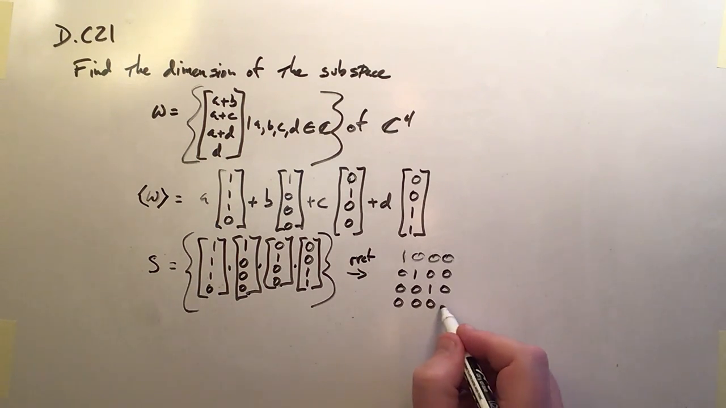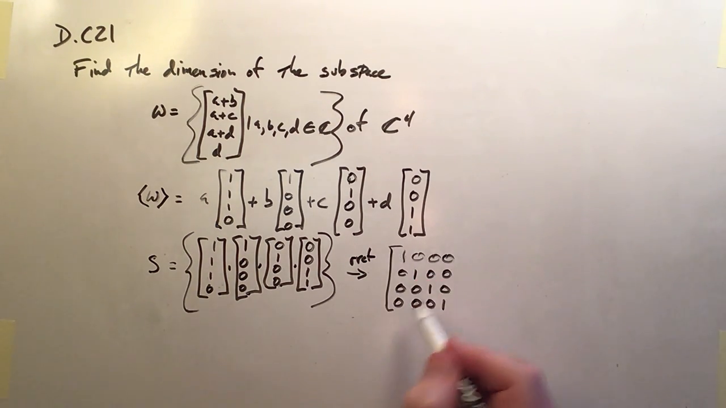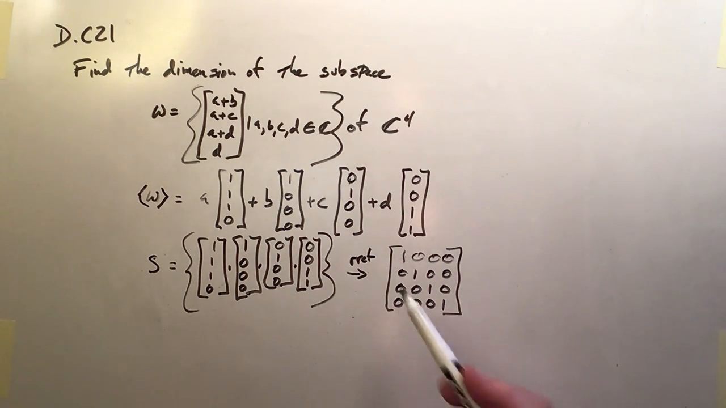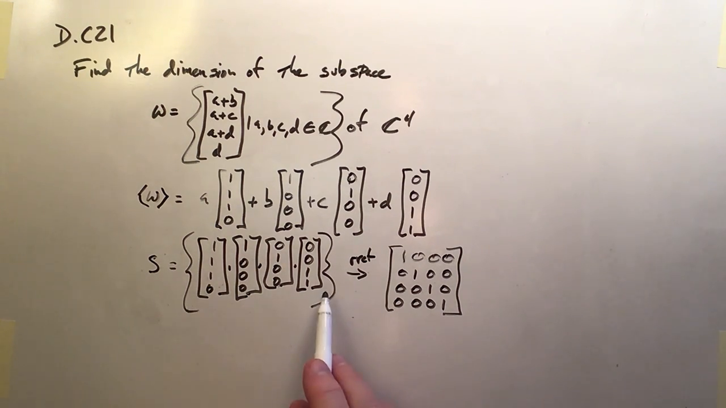So I have a linearly independent subset which spans the set. That means it's a basis and it contains 4 elements. So that means the dimension of W is equal to 4 because its basis contains 4 vectors.